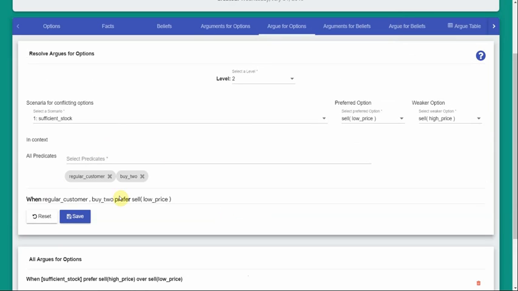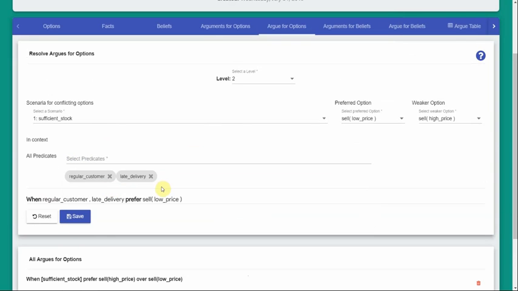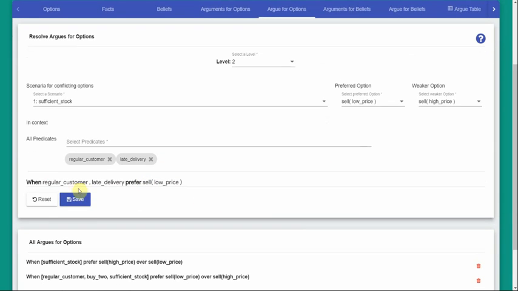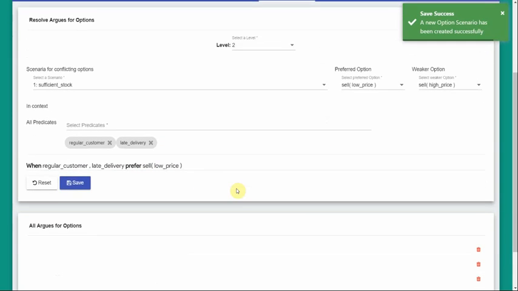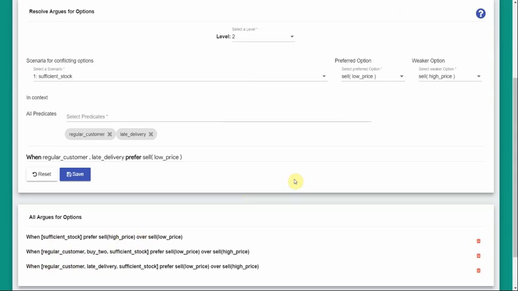There is another case that I want to sell low. When a regular customer doesn't want to buy two, I delete this. However, would be fine with a late delivery. In this case, again, I would prefer to sell in low price, so I save this option too. All right. So I have a default option of selling high and two exceptions. One when a regular customer wants to buy two items, or when a regular customer wants a late delivery. All right.